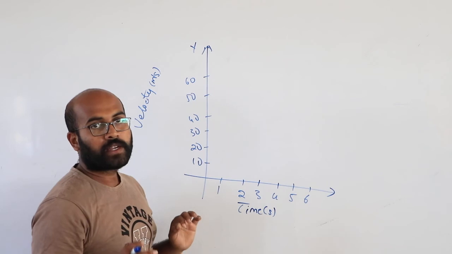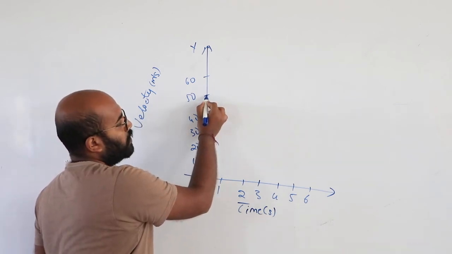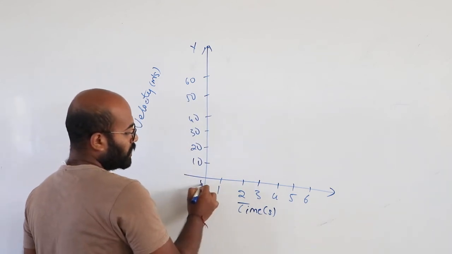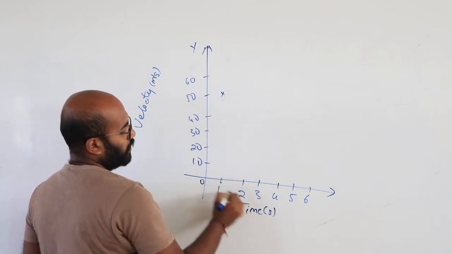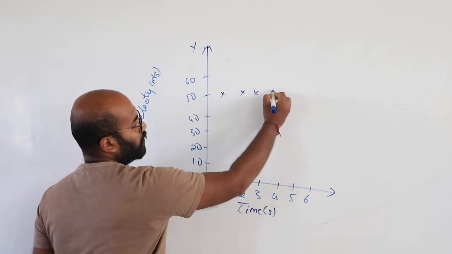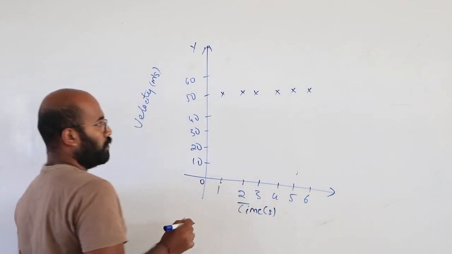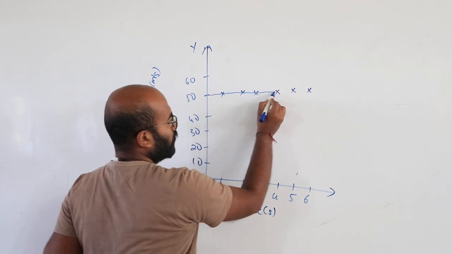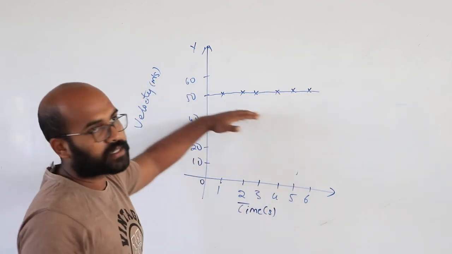It is traveling with constant velocity, and the velocity is 50. So it is moving with constant velocity. It means that at 0 seconds it will be 50. At 1 second it will be 50. 2 seconds it will be 50. 3, 50. 4, 50. 5, 50. 6, 50. So it is traveling with a constant velocity, so the graph will be like this. It will be a straight line.